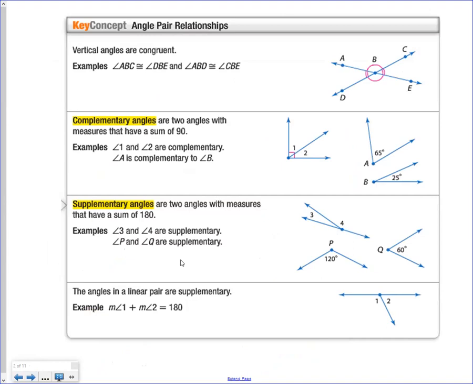Complementary is two angles that sum to 90. Supplementary, two angles that sum to 180. And then what I was looking at for the last page, angles in a linear pair are supplementary.